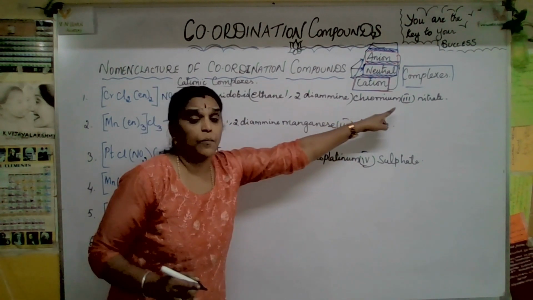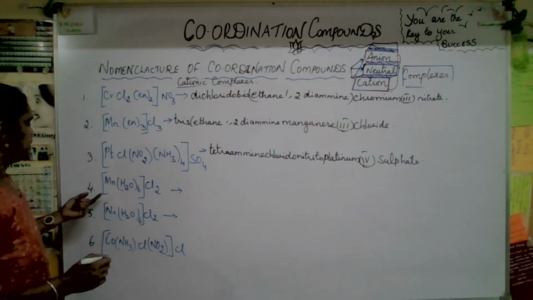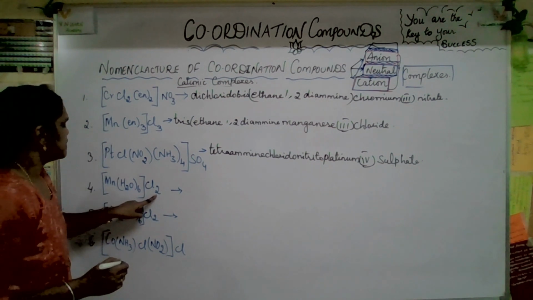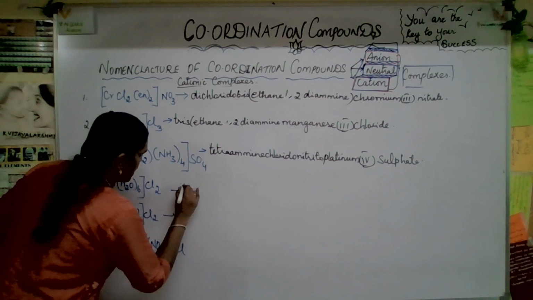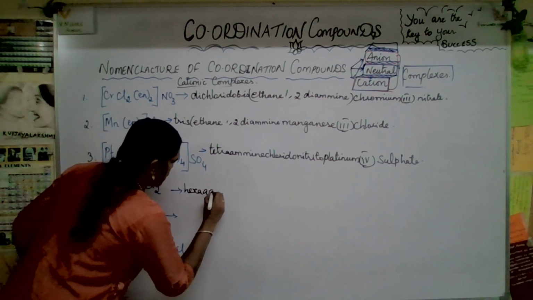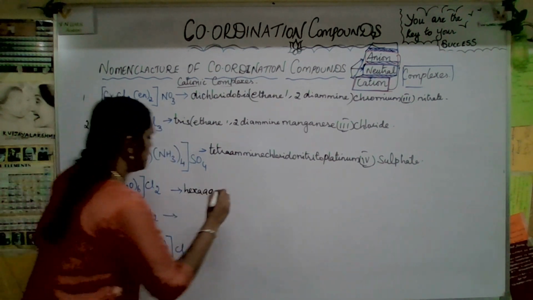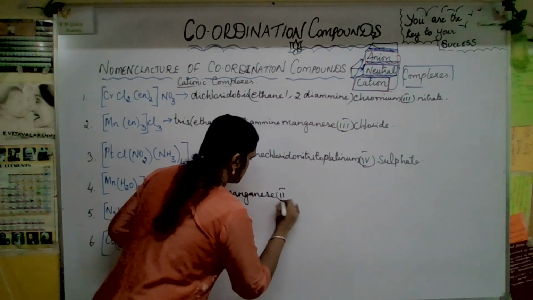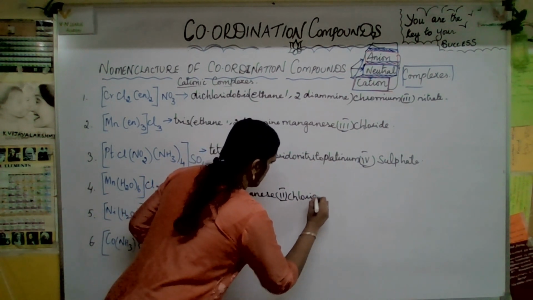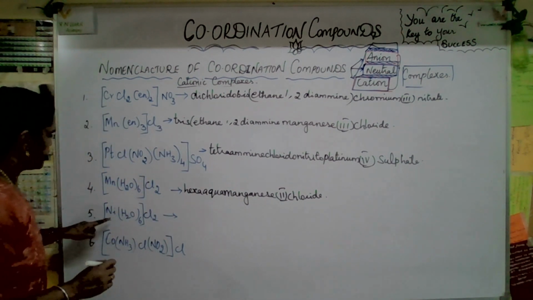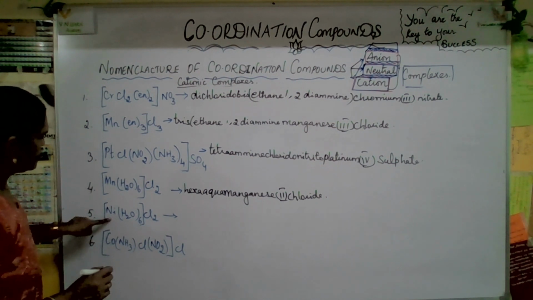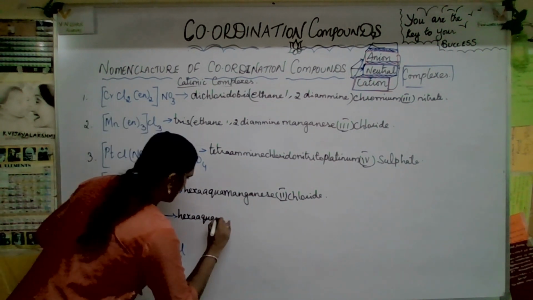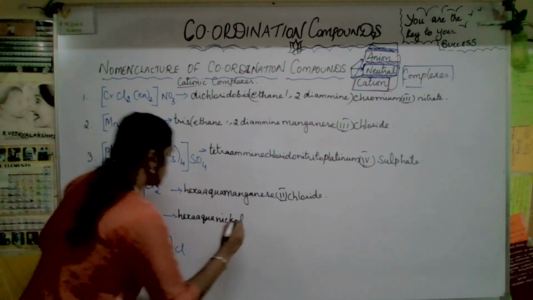I hope you got a clear idea about oxidation number, how we identify it. The next one. Here, hexa aqua manganese 2 chloride. Hexa aqua manganese, manganese 2 chloride. Hope you're clear with this. Okay, the next one. Here, hexa aqua nickel 2 chloride. Hexa aqua nickel, nickel 2 chloride.